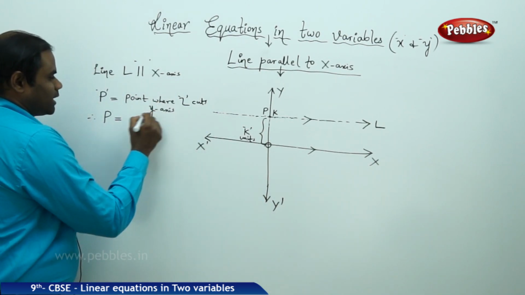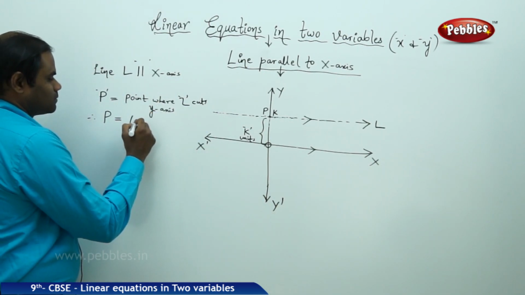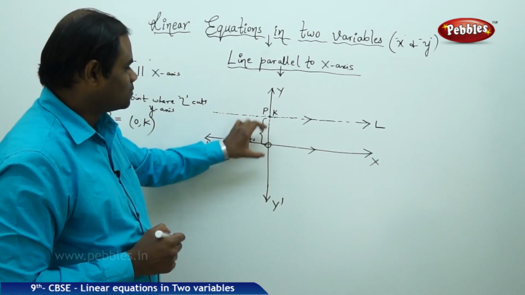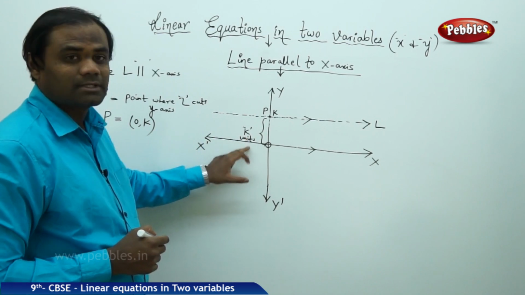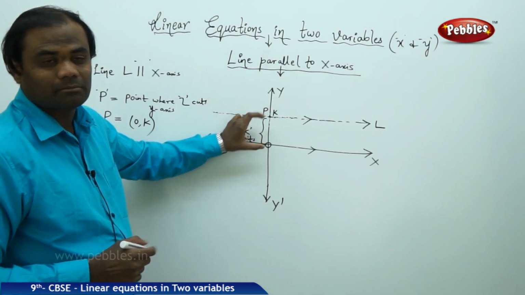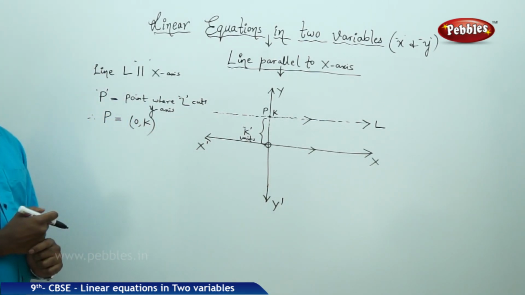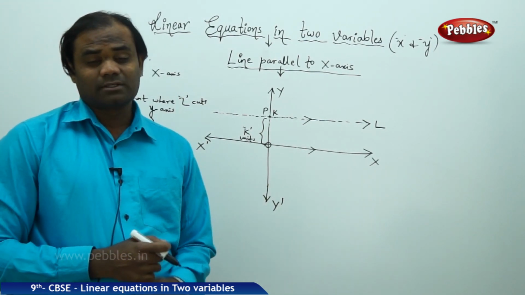The point where L cuts the y-axis is (0, k), because the distance from O to P is k units, as can be seen clearly in this diagram. So this being k units, this is how we get the coordinates (0, k).